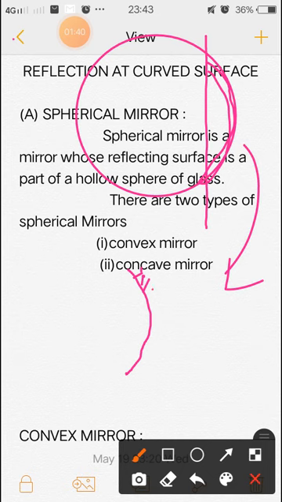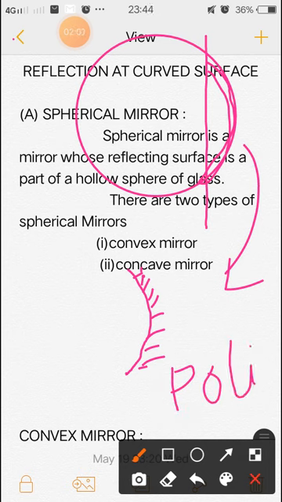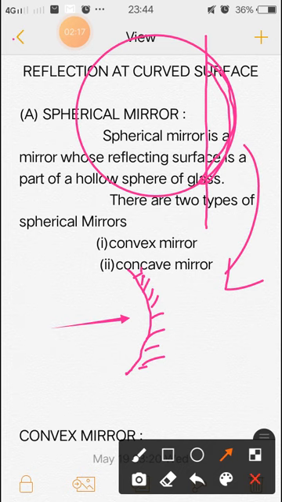Consider this surface is polished. This is the polished surface. The other surface is the reflecting surface. The light is entering this surface, not this surface. This mirror is called a concave mirror.